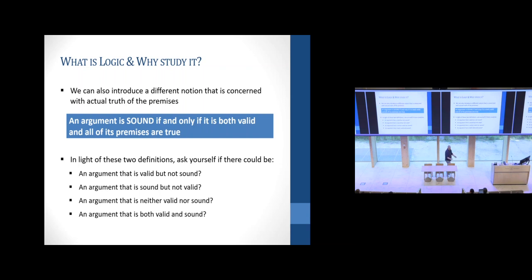Right? So the conclusion of a sound argument is always true. It is always true. Why? Well, a sound argument is valid. So whenever the premises are all true, the conclusion is too. And the premises are all true. Bang, bang. Conclusion must be true. It's the two definitions working together. Do we see the line?